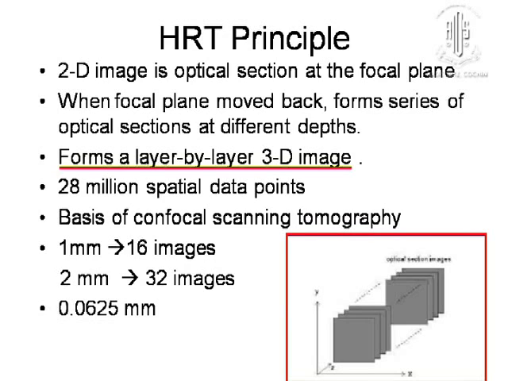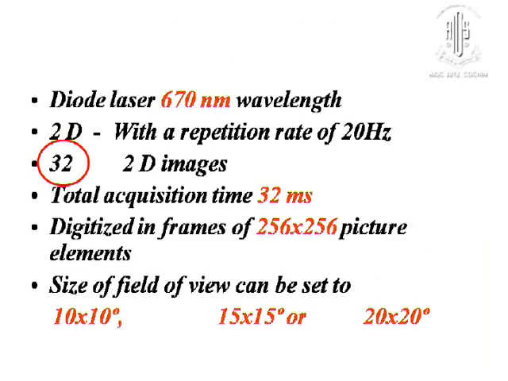There are about 28 million spatial data points it will create. It scans 2 millimeters of the posterior part of the retina, and each millimeter has 16 images, a total of 32 images, and each image is about 0.6 to 5 millimeters in thickness. Here a diode laser is used, the aiming beam is about 670 nanometers, with a repetition rate of 20 hertz, and the 32 images, as I already mentioned, are digitalized in frames of 256 by 256 picture elements.